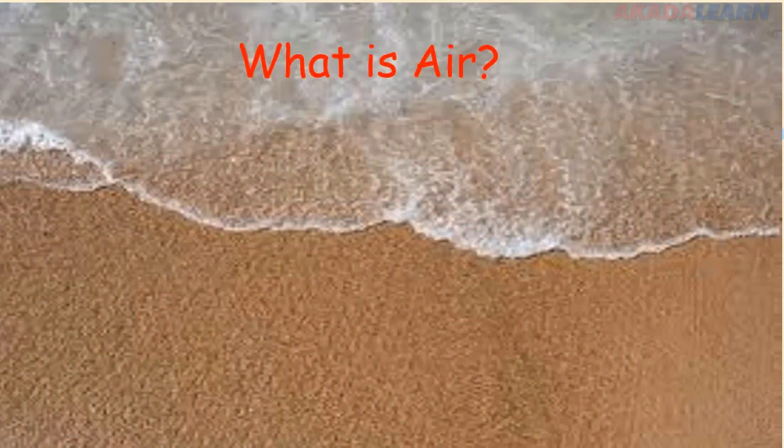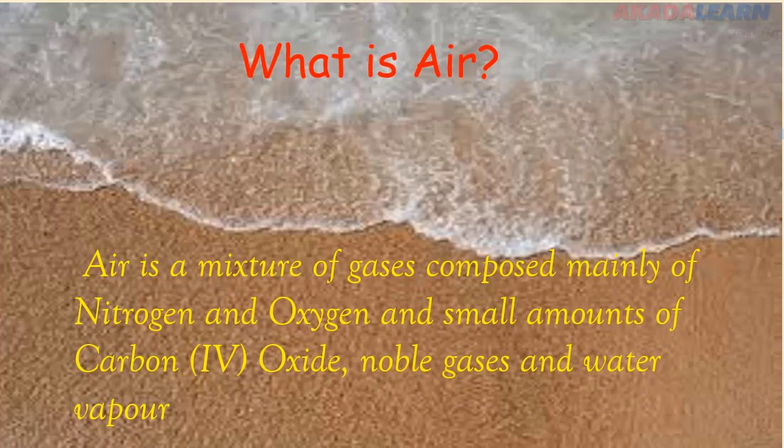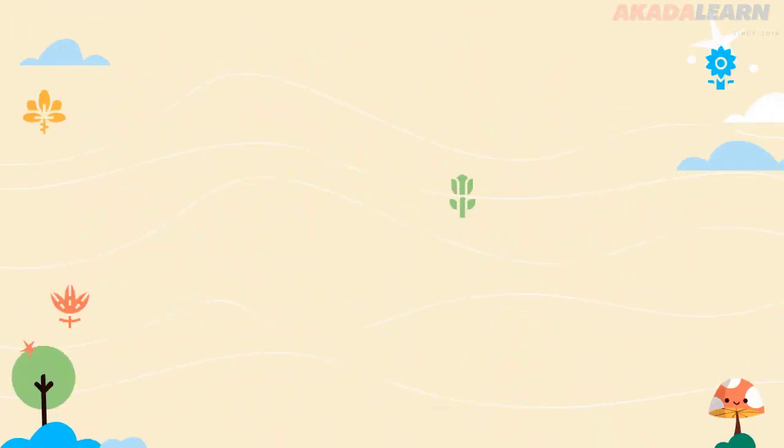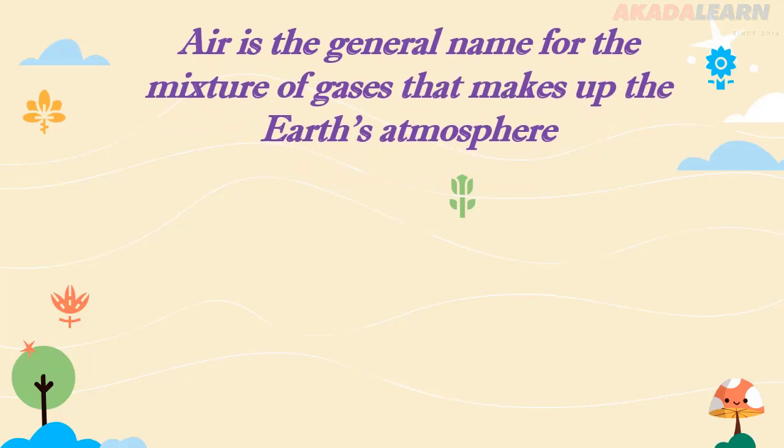Going forward now, what is air? Air is a mixture of gases composed mainly of nitrogen and oxygen and small amounts of carbon dioxide, noble gases, and water vapor. The air, as you know, is an envelope of gas covering the earth. The air is the general name for the mixture of gases that makes up the Earth's atmosphere.